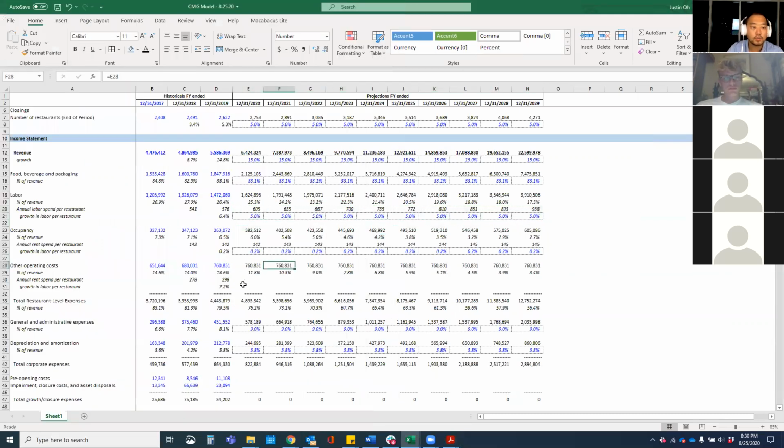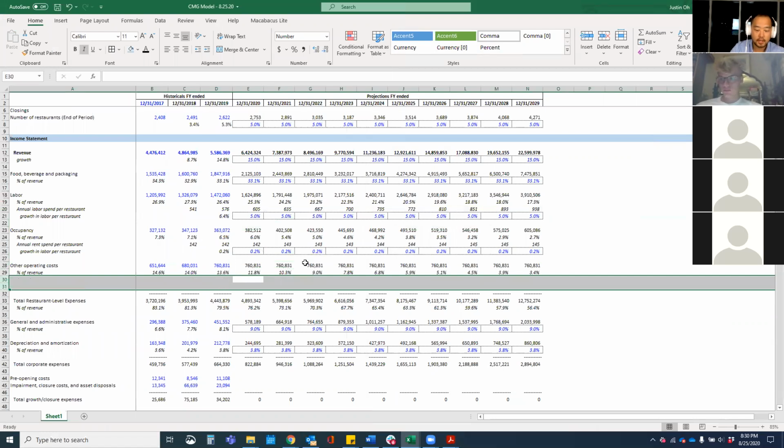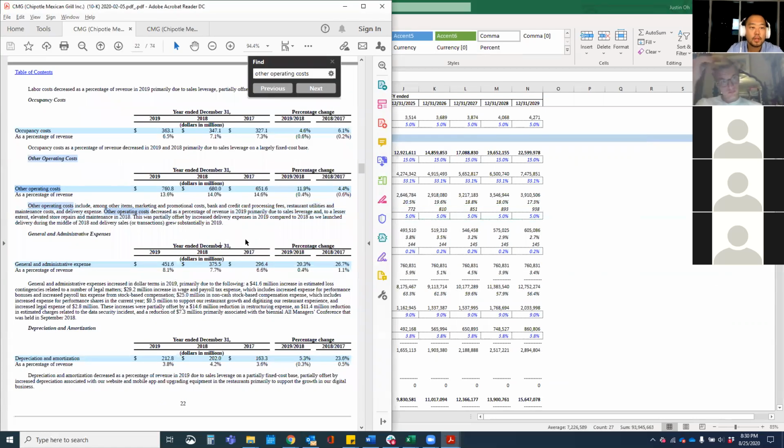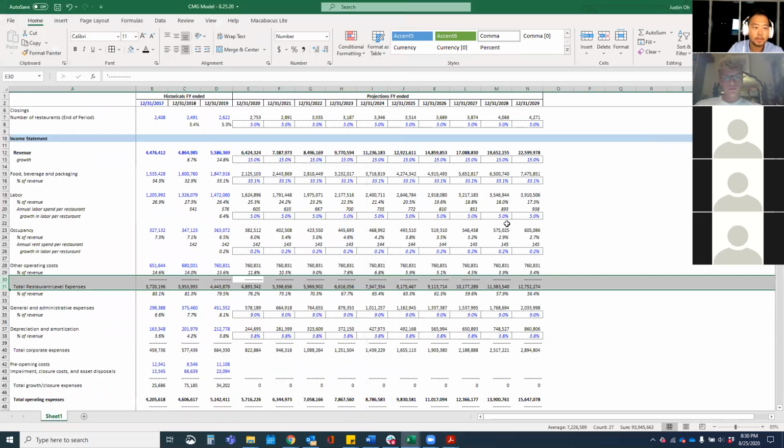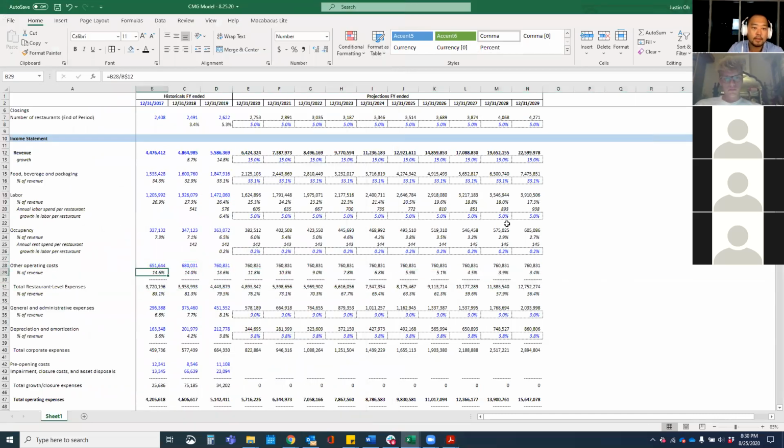So I'm actually going to do this one as a percentage of revenues because that's interesting, right? We're probably going to be spending more in delivery costs as we become more delivery oriented, right? So we're going to have to load that onto the business at some point. So I'm going to leave this as other operating costs as a percentage of revenues. So just keep that the same for now.